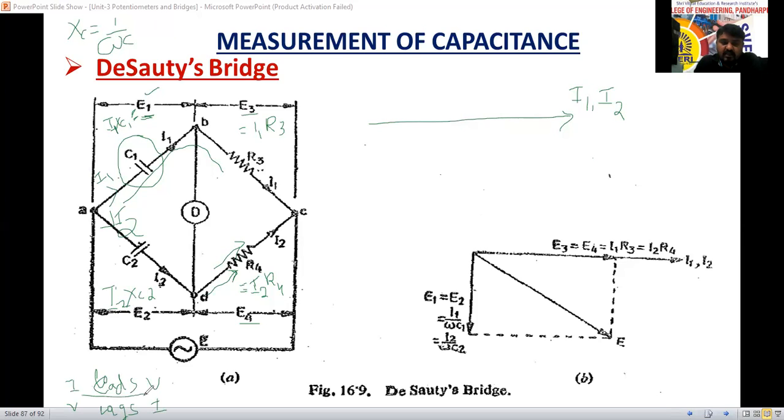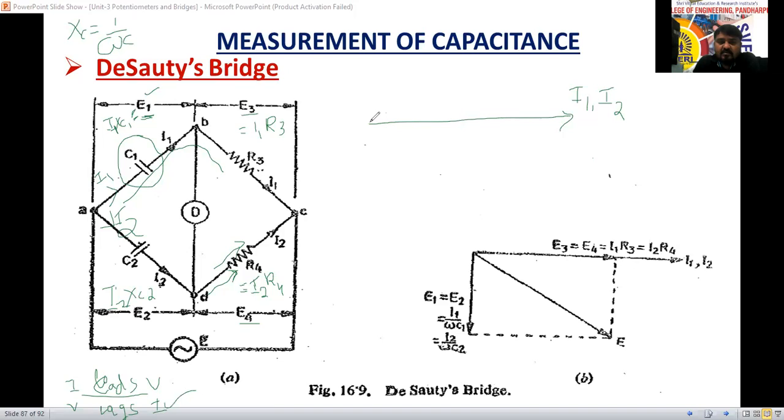So you are considering the current as reference here now. So the voltage drop across this one, it lags the current or leads the current? Voltage lags the current or leads the current? Reply, please. Here only I have written here now. Voltage lags the current or not? For the capacitive load, voltage lags the current.